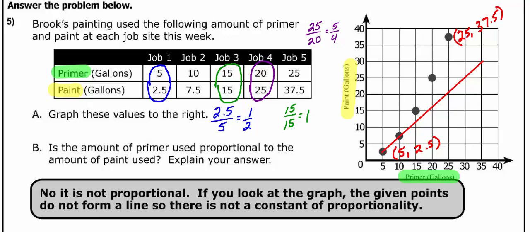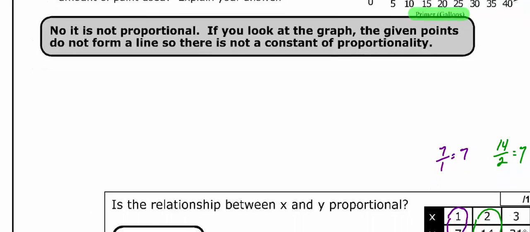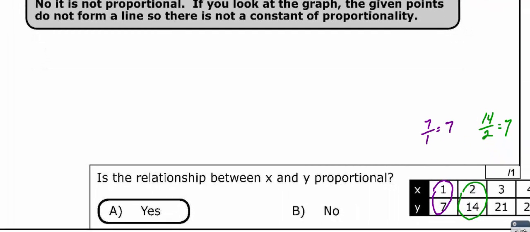I always say that, and then one of you will say, wait, you forgot the problem at the bottom. And yes, I forgot the problem at the bottom. So let's go to the problem at the bottom. And the answer to the problem at the bottom is yes, it is proportional.